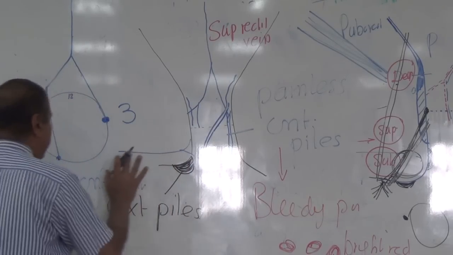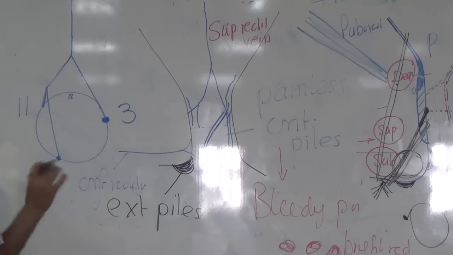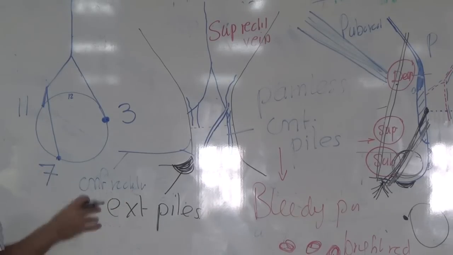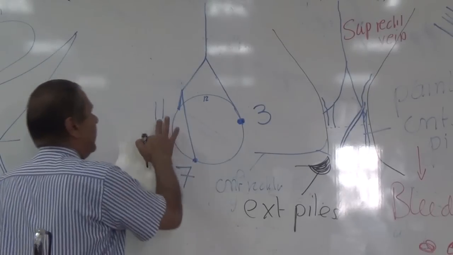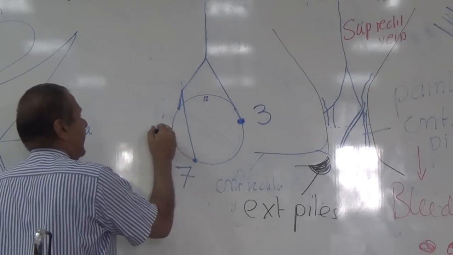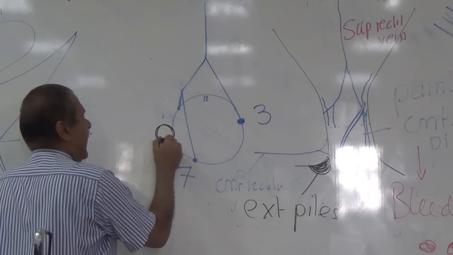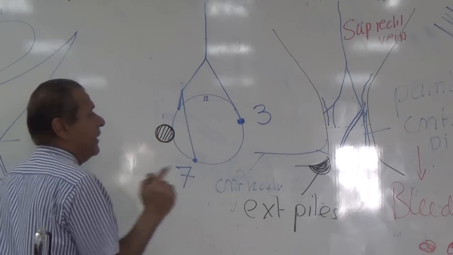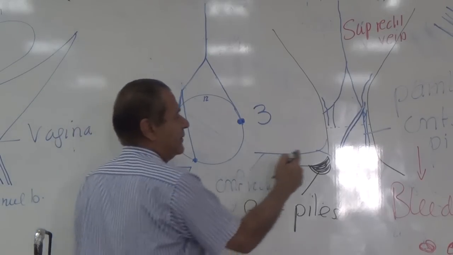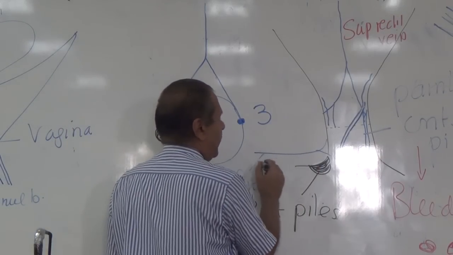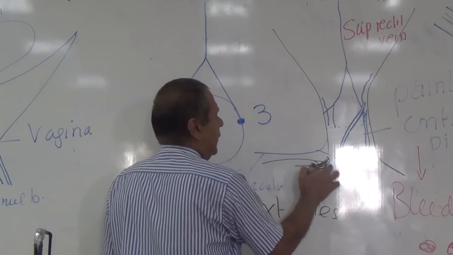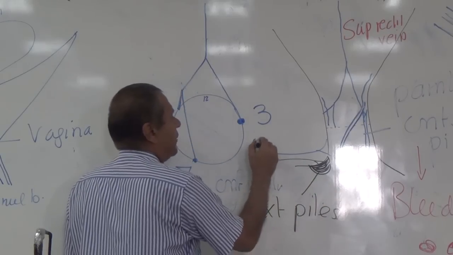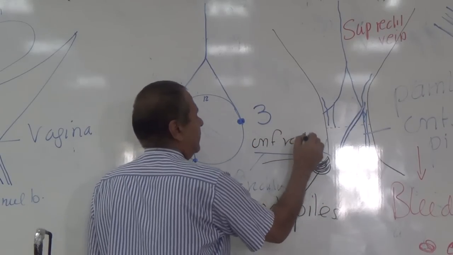In external piles, the patient during defecation, during straining, during coughing, or with a sudden increase in intra-abdominal pressure, suddenly feels a swelling beside the anus. And this swelling is painful, because it is under the skin, which is supplied by the inferior rectal nerve, which is a somatic nerve. The external piles are tributaries of the inferior rectal vein.